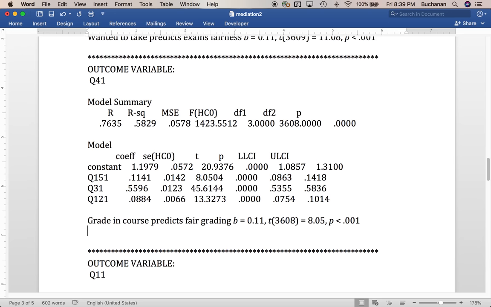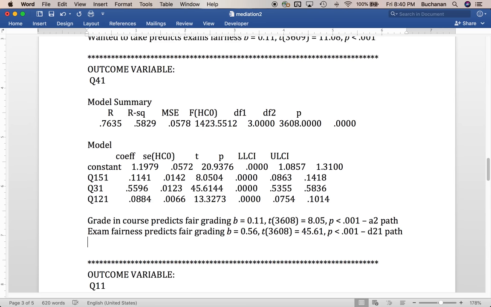So if I'm making a better grade, I think the grading system is fair, just like I think the exams are fair. Now we've got exam fairness. And this one, I'm sorry, is A2 on our diagram. Now we're saying exam fairness predicts fair grading. And that one's 0.56. T, with 3608 degrees of freedom, equals 45.61. That's a big effect. And this is the D21 path, so from M1 to M2.